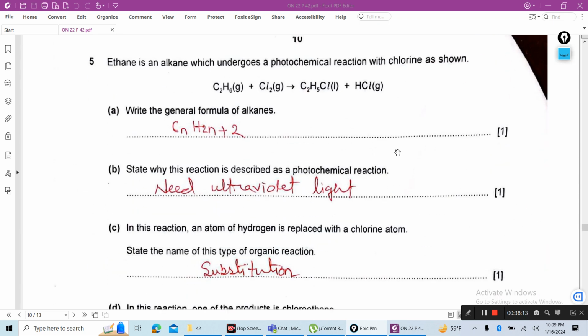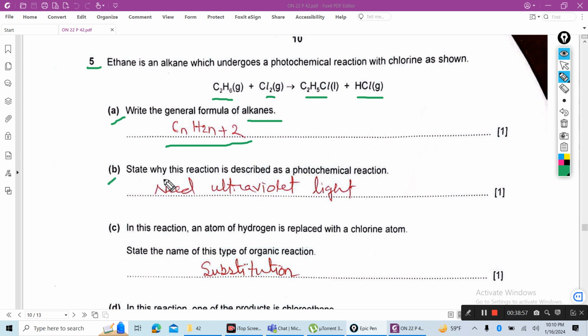Next, question number 5. This is from organic chemistry. Ethane is an alkane which undergoes a photochemical reaction with chlorine as follows. Ethane reacts with chlorine to form chloroethane and hydrogen chloride. A, write the general formula of alkane. The general formula of alkane is CnH2n+2.